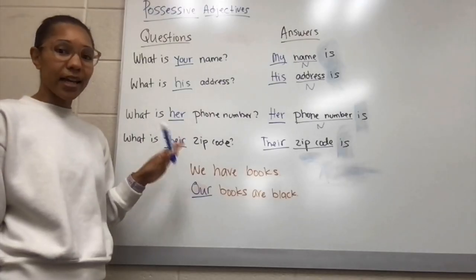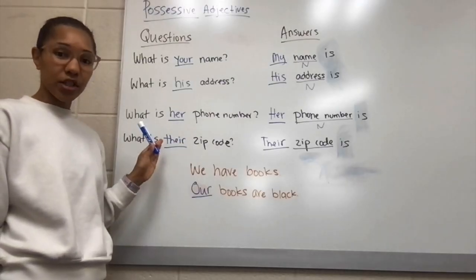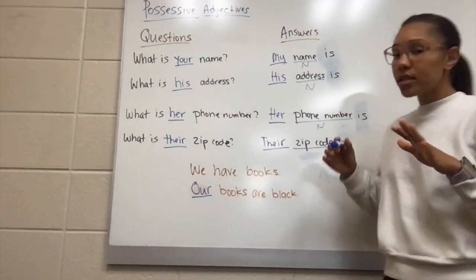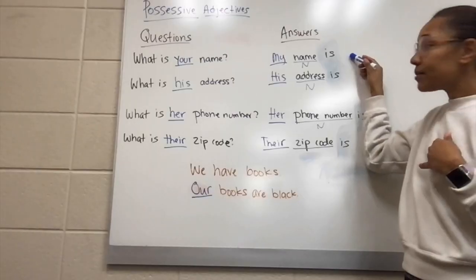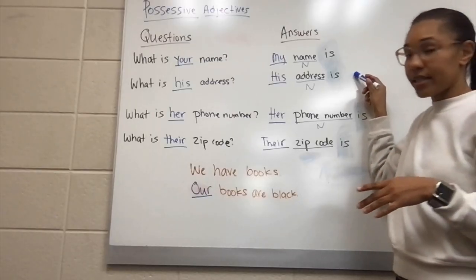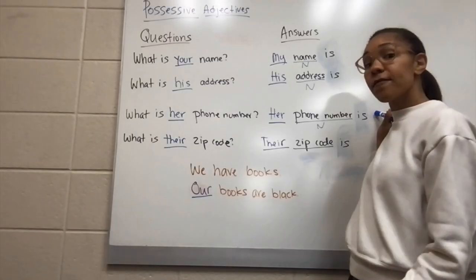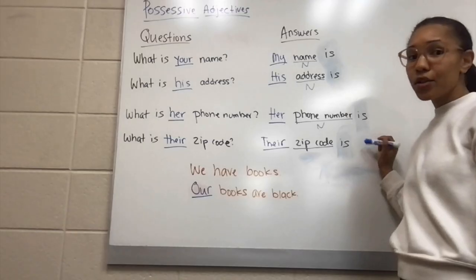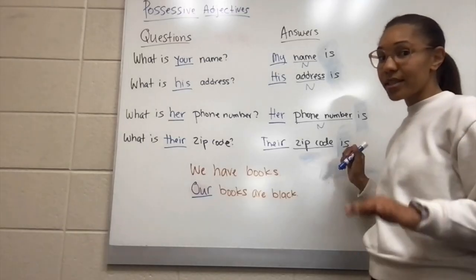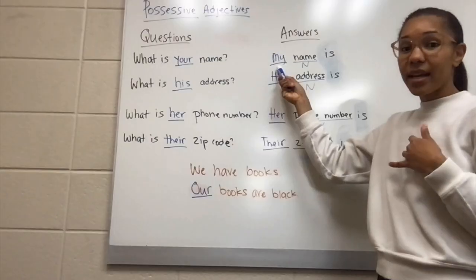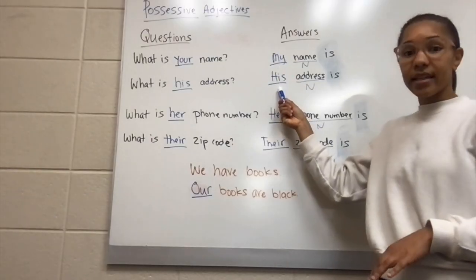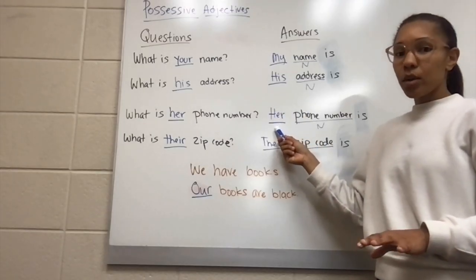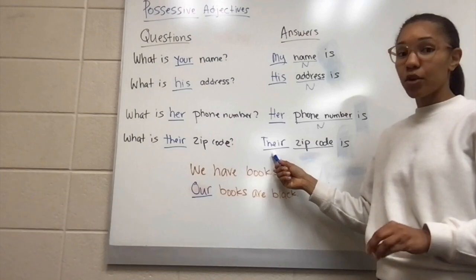Okay, so let's look at the answers. How do we answer questions like these when people ask us? Well, you already know also. My name is, his address is, her phone number is, and their zip code is. So these answers are also using possessive adjectives. My, that is a possessive adjective. His, again, is a possessive adjective. Her is also a possessive adjective, and so is their.